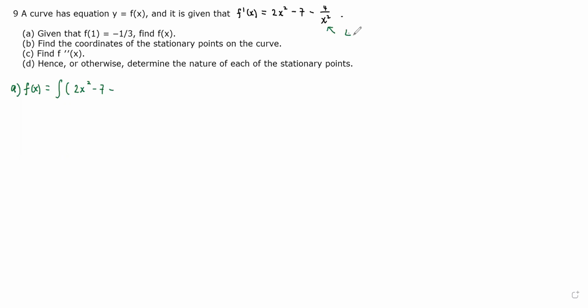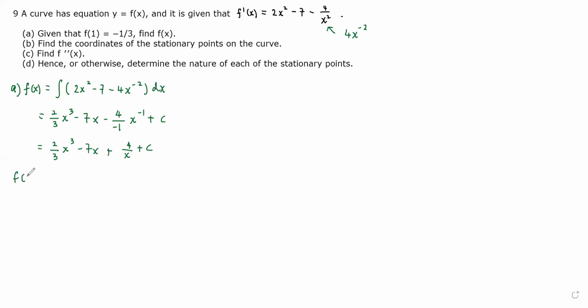This 4 over x squared can be written as 4x to the negative 2. It would be easier to integrate if we write it this way. And then the integral is 2 over 3x cubed minus 7x minus 4. Negative 2 plus 1 is negative 1. So minus 4 over negative 1x to the negative 1 plus c. And this is 2/3 x cubed minus 7x plus 4 over x plus c.